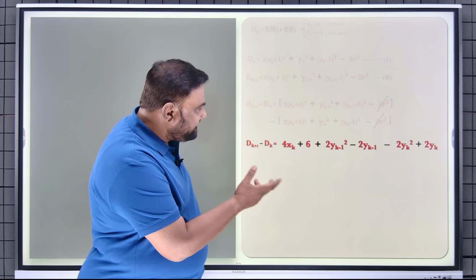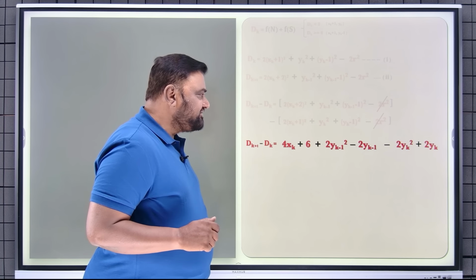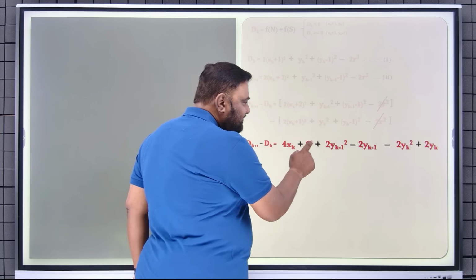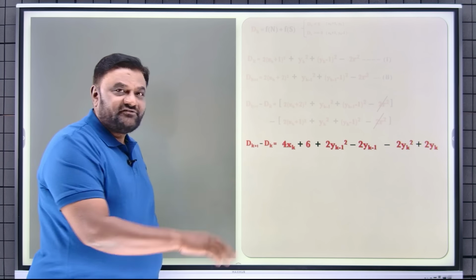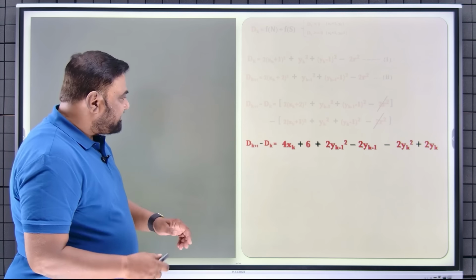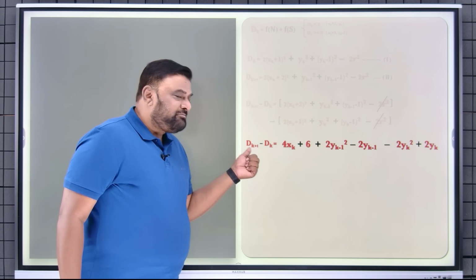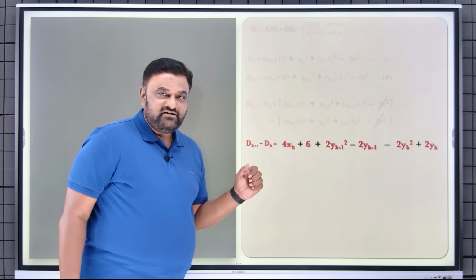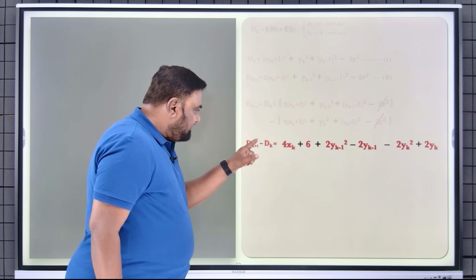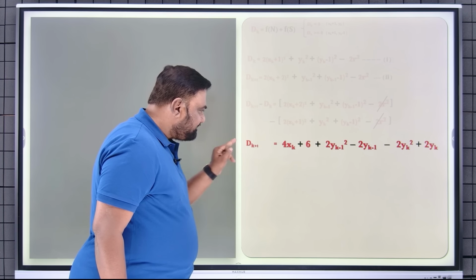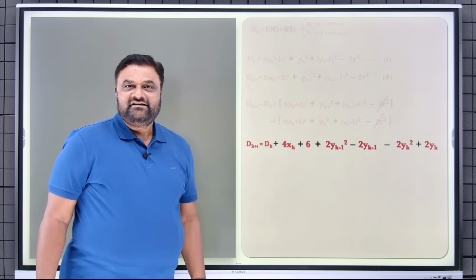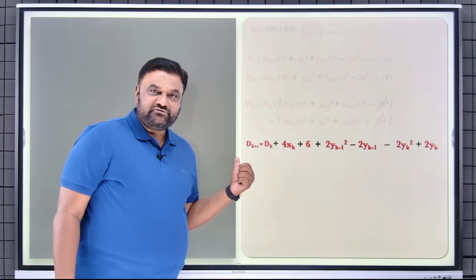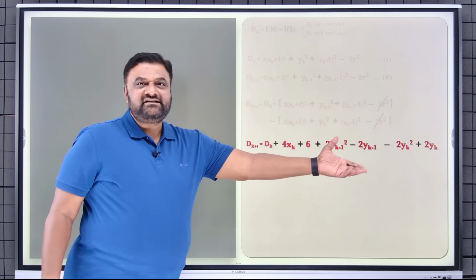Now in this, can we do any further simplification? How many terms are there? 1, 2, 3, 4, 5, 6 terms are there. No, this is the final equation. What is this? This is dk plus 1 minus dk. Now let us take out dk from here, move the equal to sign here, and we'll write dk here. So this becomes dk plus 1 is equals to dk plus this entire thing.